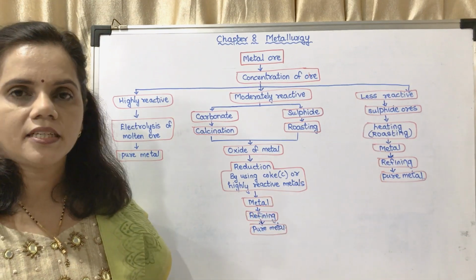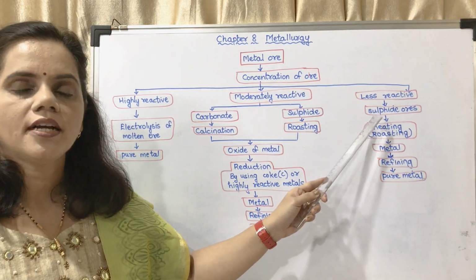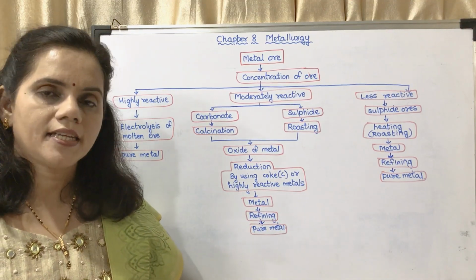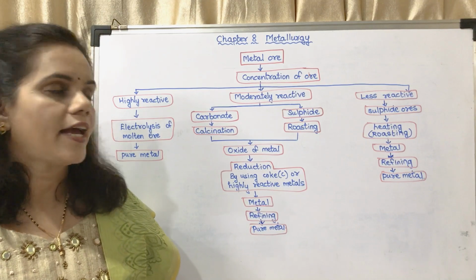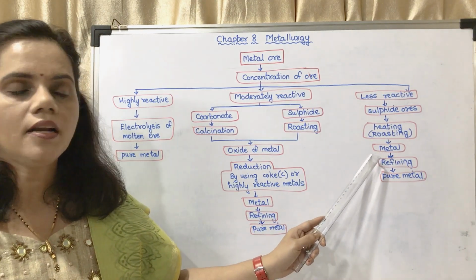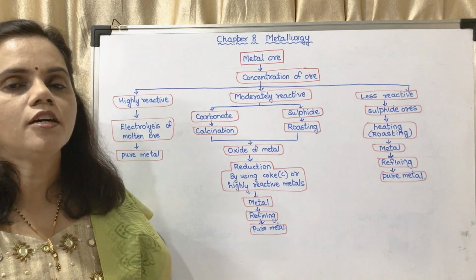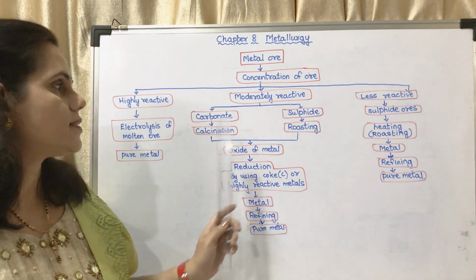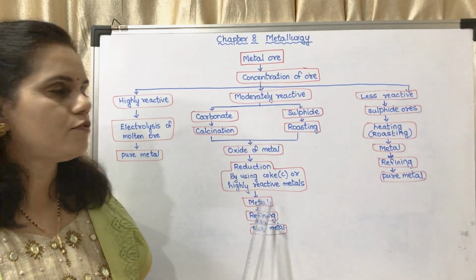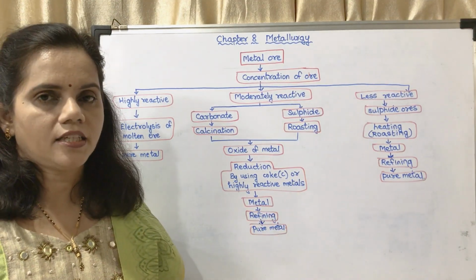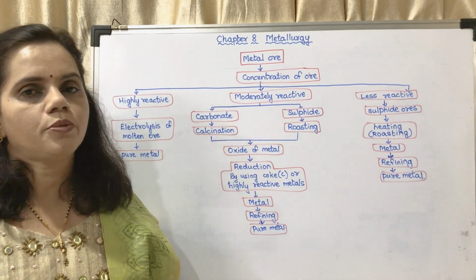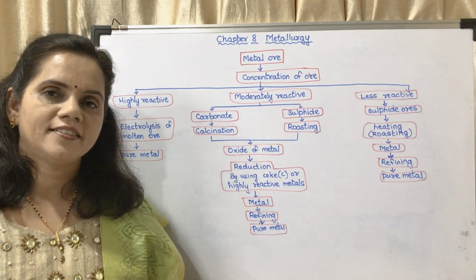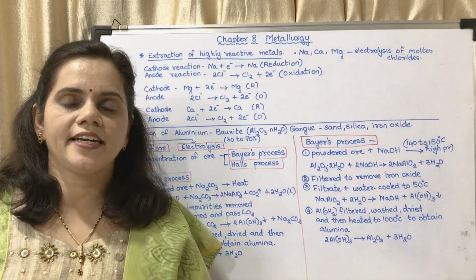Next is less reactive metals. They are generally sulfide ores. They are heated by the process of roasting, that is heating in excess, enough supply of air or oxygen. You will get the metal, which is refined, and you will get the pure metal. So this is for highly reactive metals, this is for moderately reactive metals, and this is for less reactive metals. We have the extraction process of all these types of metals. Now we'll see one by one. First, we will see the extraction of highly reactive metals.